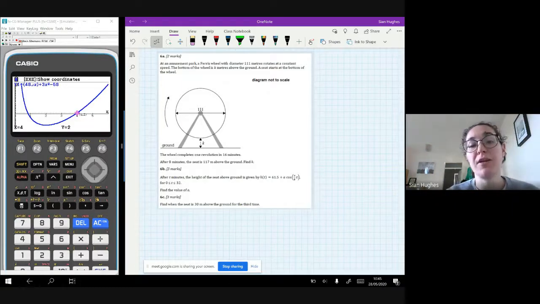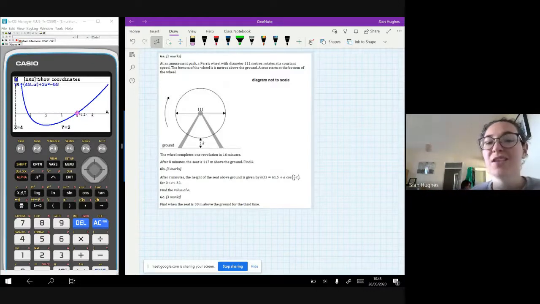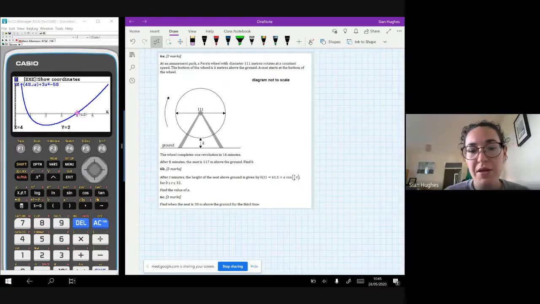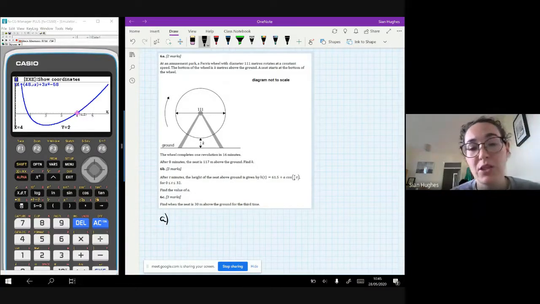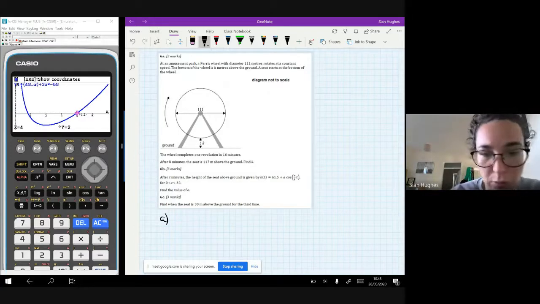So most of that writing is shown in the diagram anyway. Okay, the only bit the diagram doesn't tell us is that the seat starts at the bottom. And it tells us the wheel completes 1 revolution in 16 minutes. So another way of saying that is that the period is 16 minutes. And it tells us after 8 minutes, the seat is 117 meters above the ground. Find K. And most people got this question correct, but we'll look at it anyway.